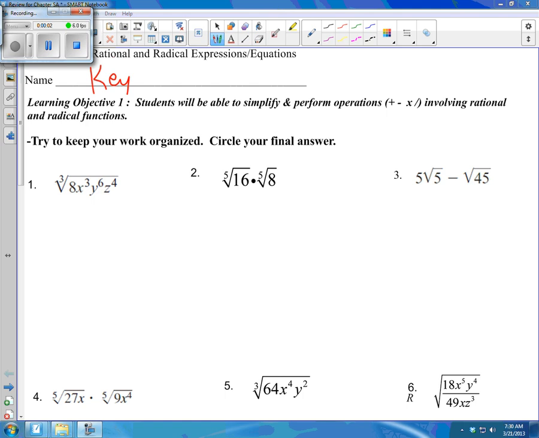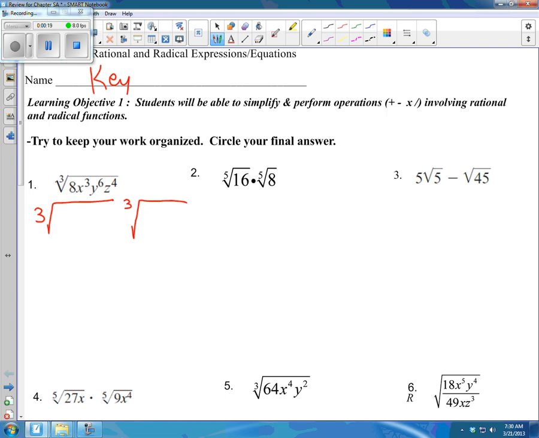Right, let's go ahead and get started on this. On the first one, following my flow chart, the first thing it tells me to do is to simplify it if I can, and this is already simplified. So I'm going to go straight to my perfect radical and my not perfect radical.